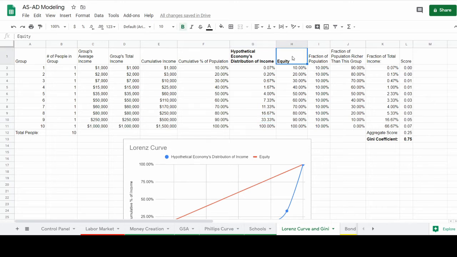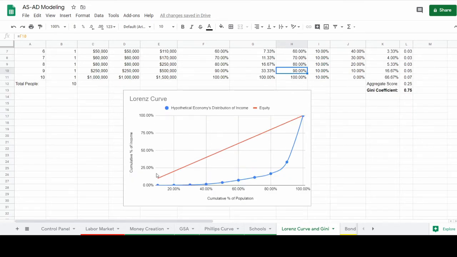The other column that I have here is just how we decipher equity. And of course, equity would be 10% of the economy owning or controlling 10% of the income, and so on and so forth, until you get to 90% of the income in the economy being controlled by 90% of the population. So this is how we formulate or inform what goes into this Lorenz curve.